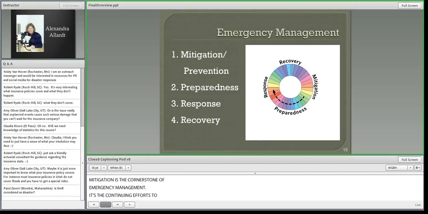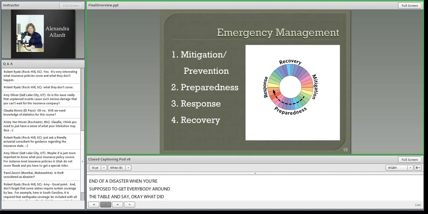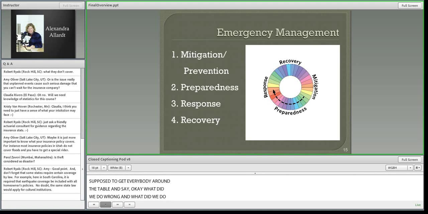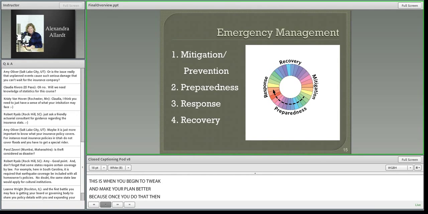So mitigation practices include fire safety and prevention, water prevention, mold prevention, and pest management. Quite often it happens at the end of a disaster when you're supposed to get everybody around the table and say, okay, what did we do wrong and what did we do okay? And this is when you begin to tweak and make your plan even better. Because once you do that, then you have to roll right back into the preparedness phase where you update your plans, you expand the instructions, and you partake in training drills to reinforce the new tasks that you've discovered as a result of your evaluations during the mitigation phase.